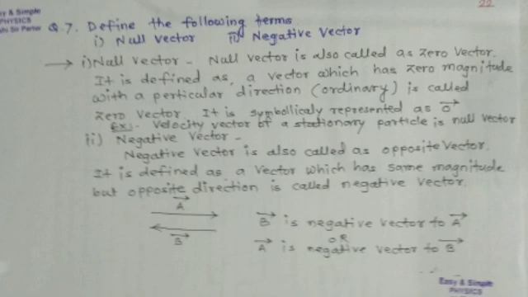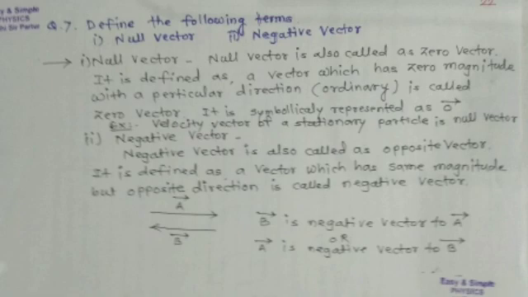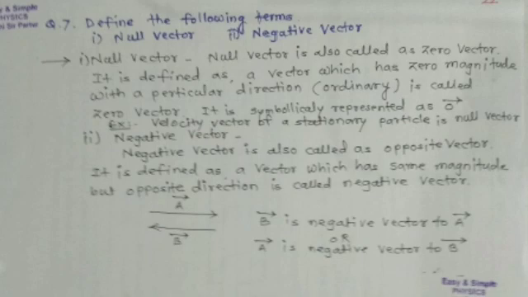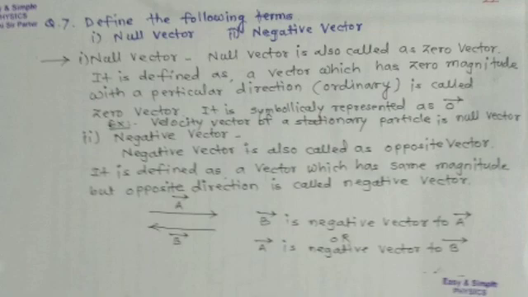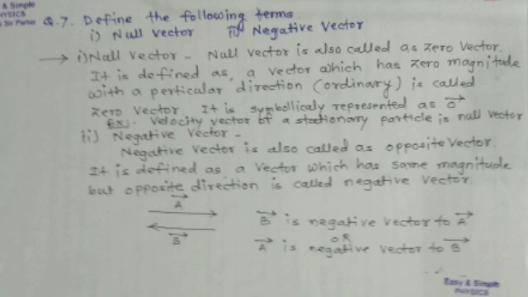Second, negative vector. Negative vector is also called opposite vector. It is defined as a vector which has the same magnitude but opposite direction. In the figure, we have seen vector A is the negative vector to vector B, whereas vector B is the negative vector to vector A. Each definition carries 1 mark.